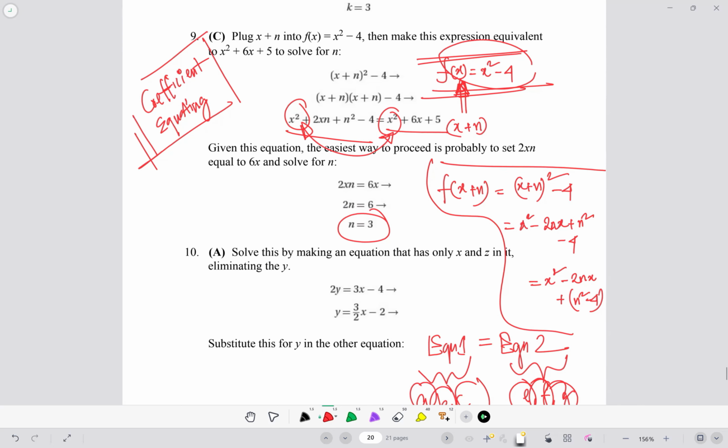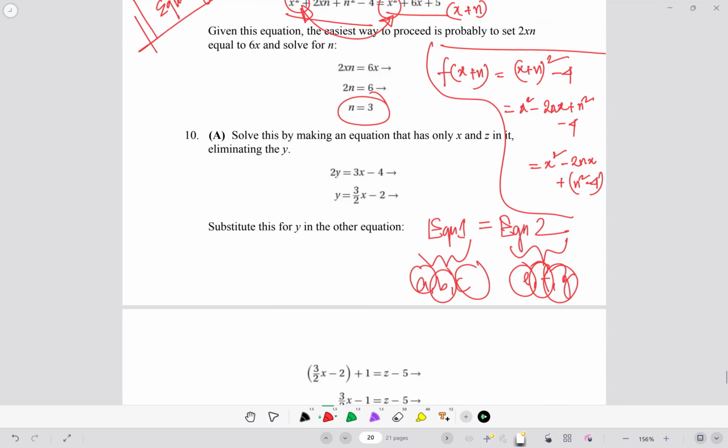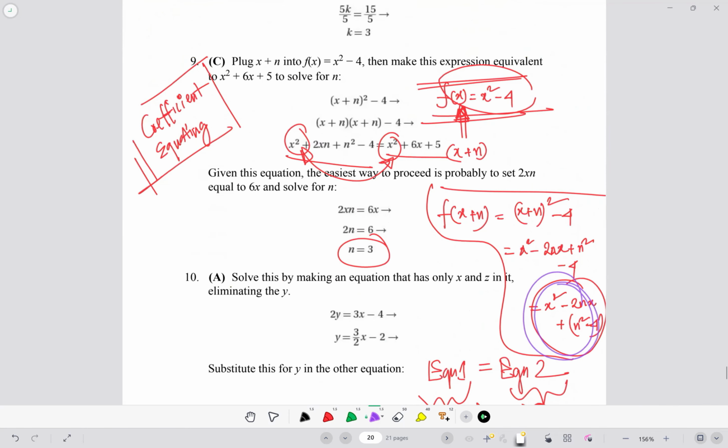And after getting this, you are just gonna equate this violet marked expression with this expression, because this expression is already given. And after writing them equal, or the coefficient equating process, you can just easily write that 2xn equals 6x, because we are gonna find the value for n, right?